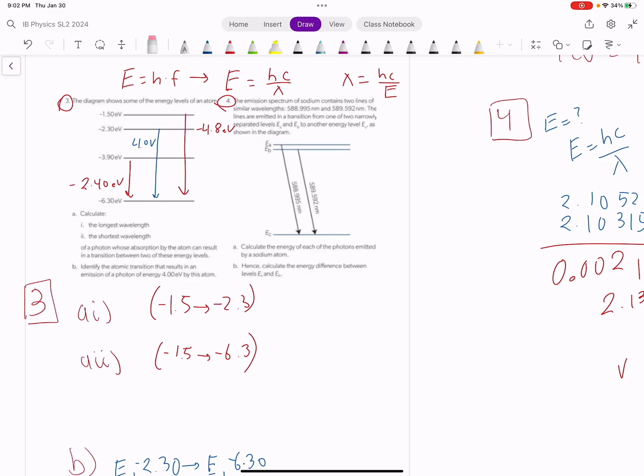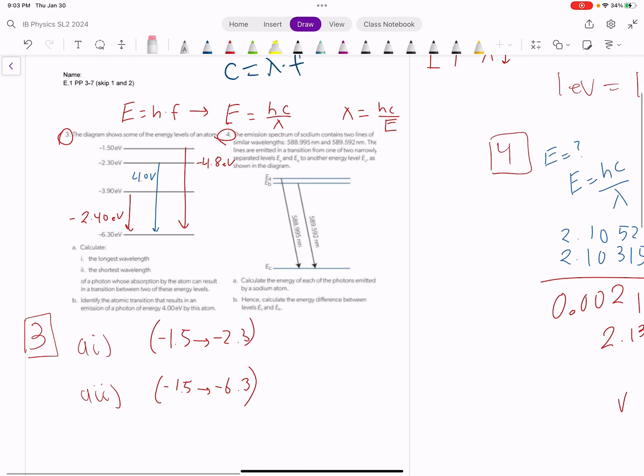Number 3A asks to calculate the longest wavelength. Okay, first off, we have to know which energy levels, jumping from which energy levels will give us the longest wavelength. In order to find the longest wavelength, we have to find the smallest amount of energy. So this also requires us to look at some equations.